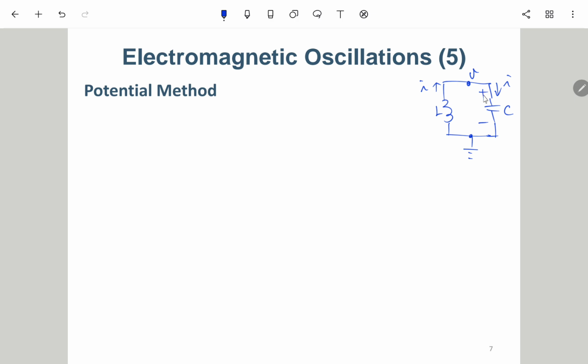As for the capacitor, the current is from top to bottom. Okay, we define this one to be plus, this one to be minus, and this one is V, this one is 0. So the potential difference across the capacitor should be V. Similarly, the I going through the L is from bottom to top, so I will let this one be plus, this one be minus. Okay, so this is 0, this is V. 0 minus V will be negative V for the potential difference across the inductor.